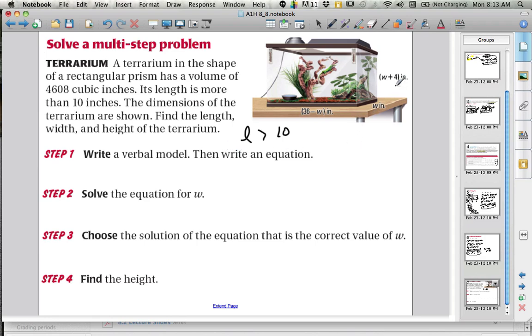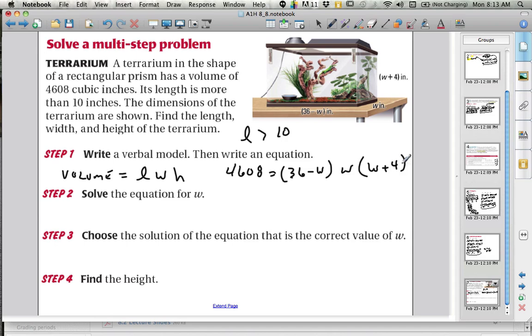Length, width, and height. So if I wanted to look at it, I know that the volume, I want to make a verbal model. The volume is equal to the length times the width times the height. So this wasn't totally a verbal model. I'm sort of partially in the math world, but I didn't want to write all the words out. So if I want to then write an equation, I know that my volume is 4,608. I have my length, 36 minus w, times my width, which is w, times my height, which is w plus 4.